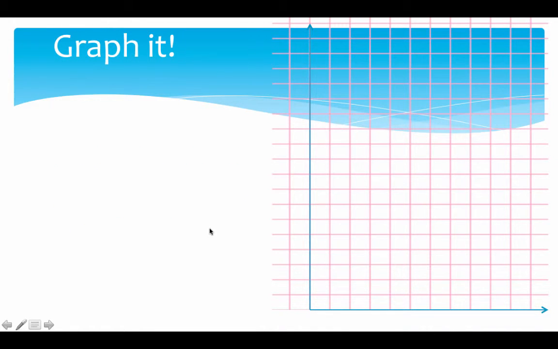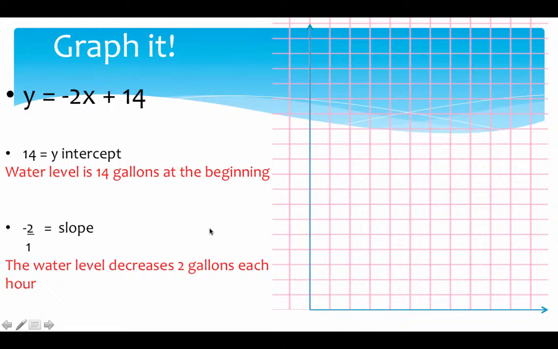So now we're going to graph it. We have the information here on the left, so if you want to pause and go ahead and graph it yourself, please feel free to. We're first going to label our axis. We're going to label the y-axis gallons and the x-axis hours, since the unit rate is gallons per hour.